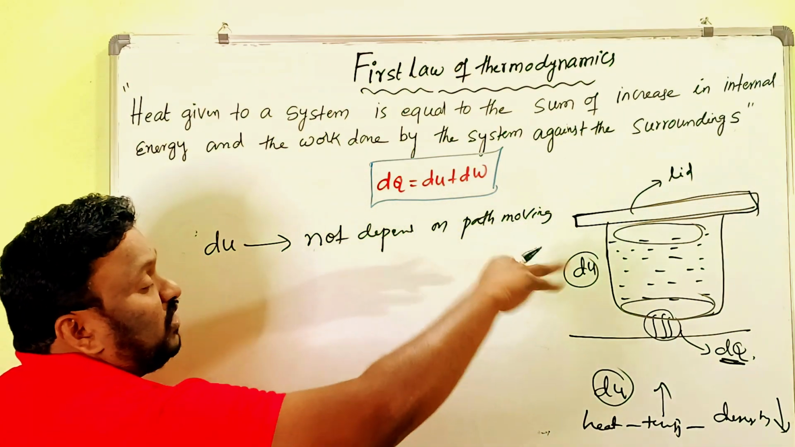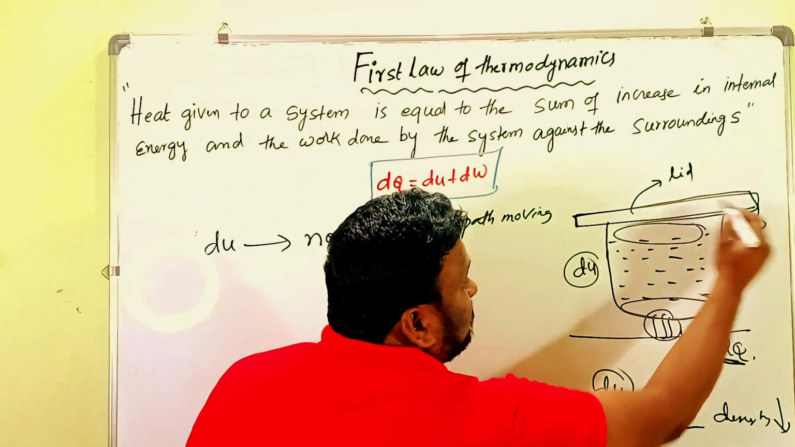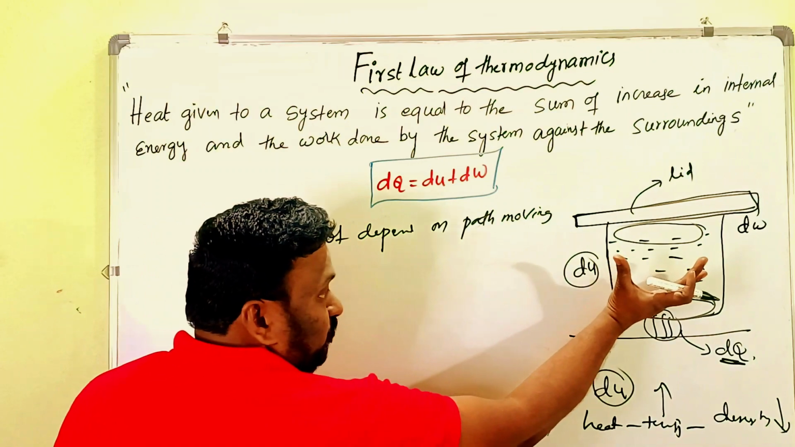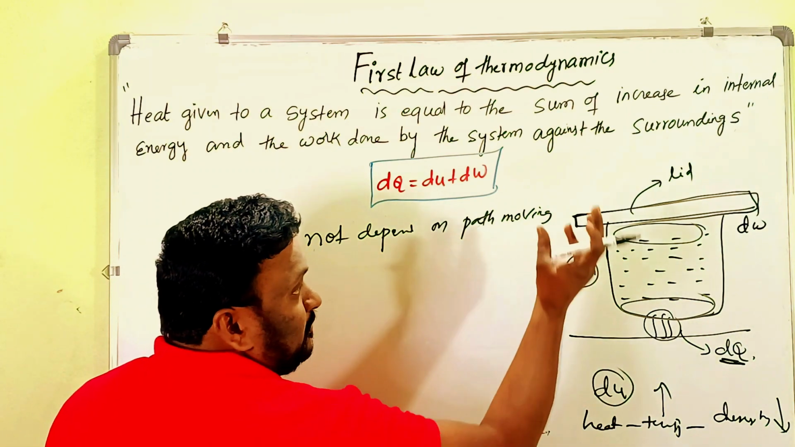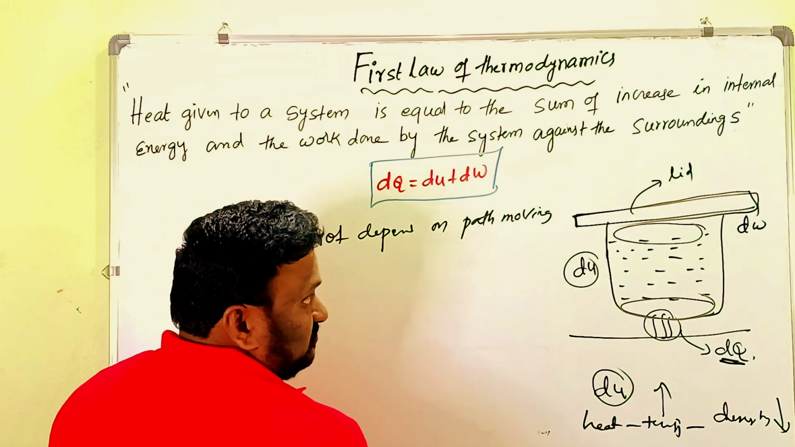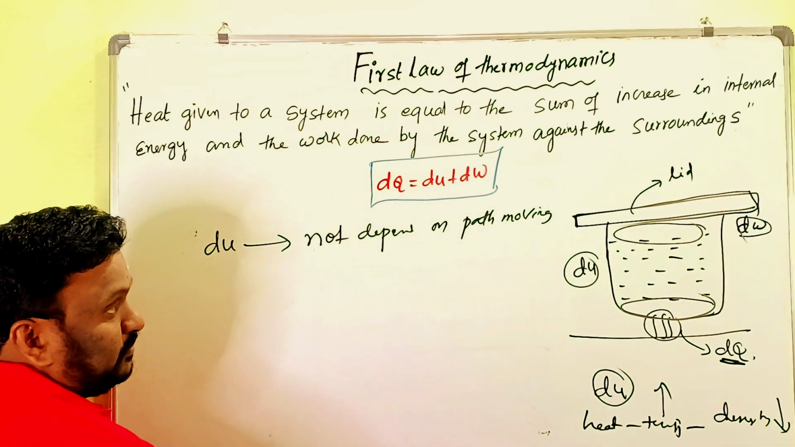The lid may fall from the container. That's some work. Clear? The water is going to get heated, and that should be converted to steam. The steam pushes the lid in an upward direction. That is the amount of work done by the liquid.